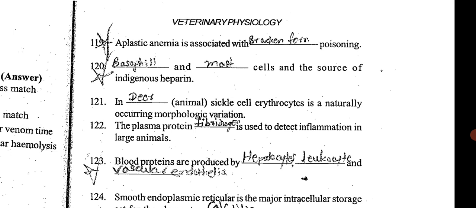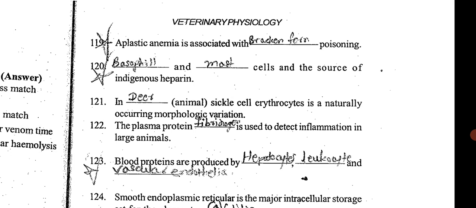Blood proteins are produced by hepatocytes, leukocytes, and vascular endothelium. Vascular endothelium is the lining of the vessels. So blood proteins are produced by the blood carrying system, the vascular endothelium, by hepatocytes, the cells of the liver, and by leukocytes, the white blood cells.